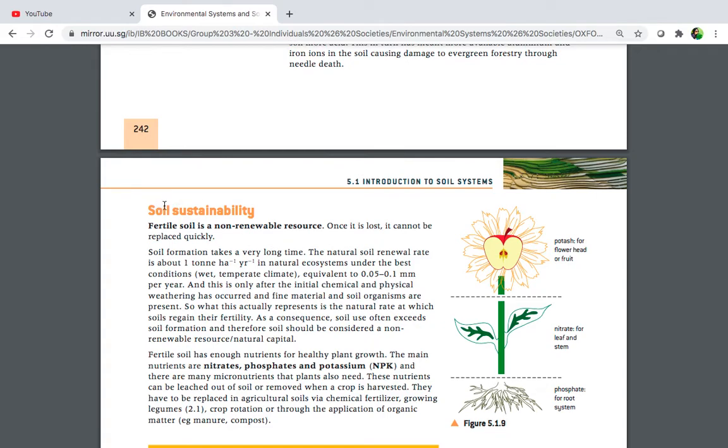And the last, soil sustainability. Fertile soil is a non-renewable resource. Once it is lost, it cannot be replaced quickly. It takes a very long time to repair soil. Okay, soil formation takes a very long time.